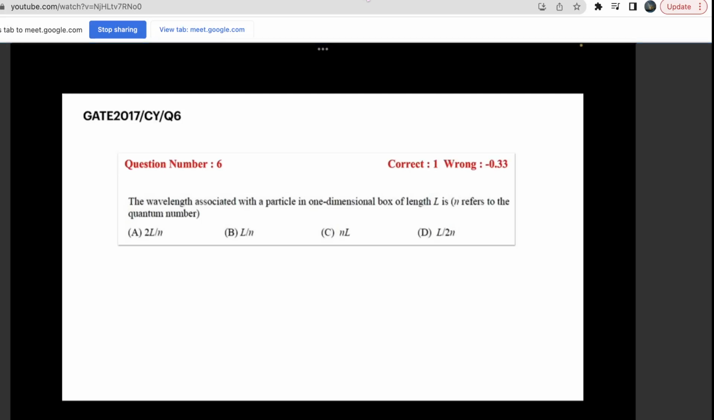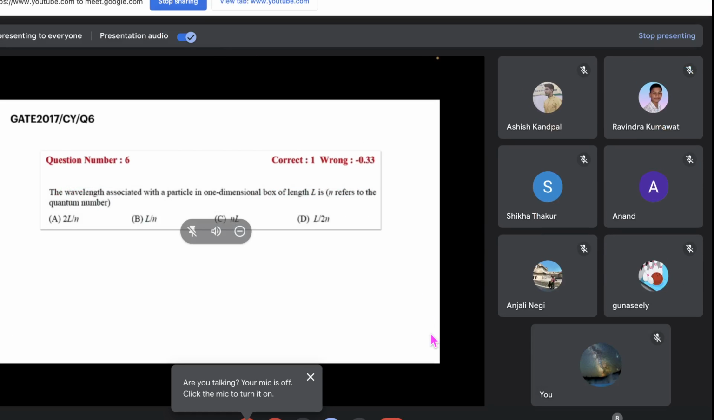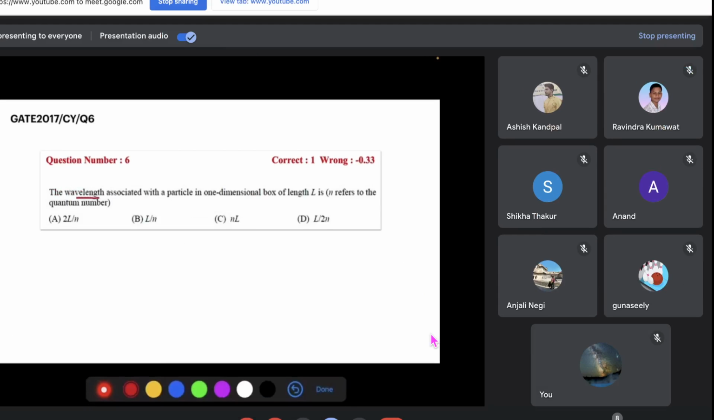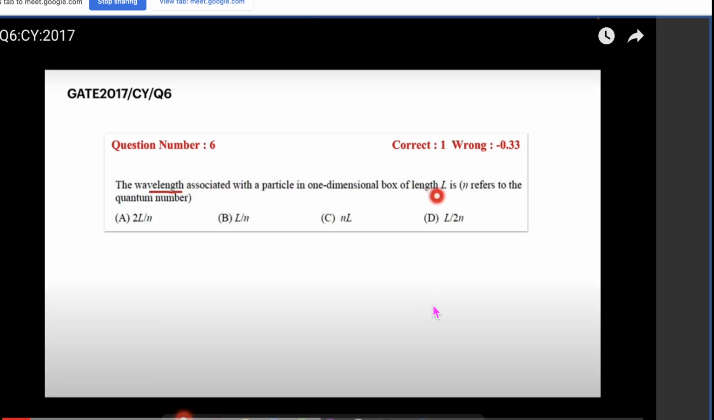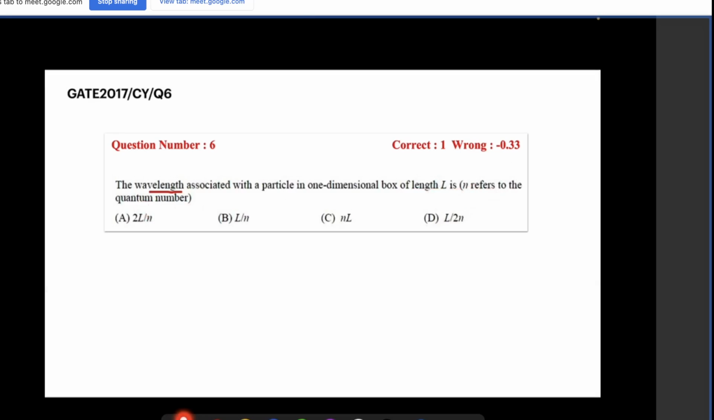Hello everyone. In this video, I will be solving the 2017 chemistry question number 6. This question states that the wavelength associated with a particle in a one-dimensional box of length L is, where n refers to the quantum number. So we are given 4 different options. We have to find the wavelength associated with the particle in a one-dimensional box.